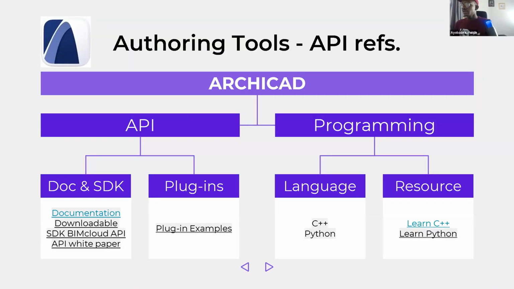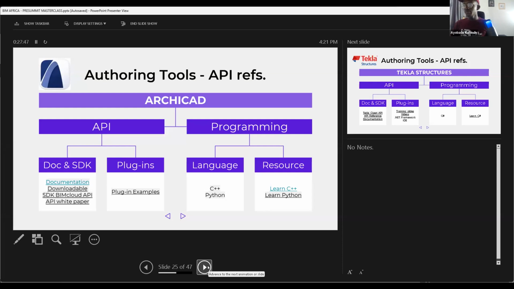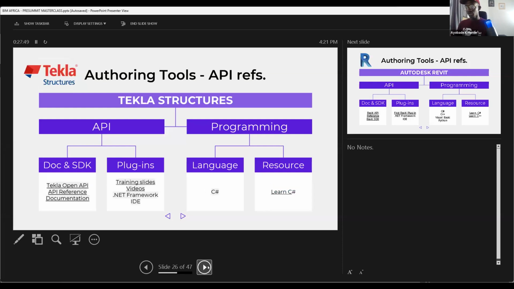I think that's basically all about the API for ArchiCAD. The other one we have here, all right, is Tekla Structures. Tekla Structures has online documentation. It's called the Open API.